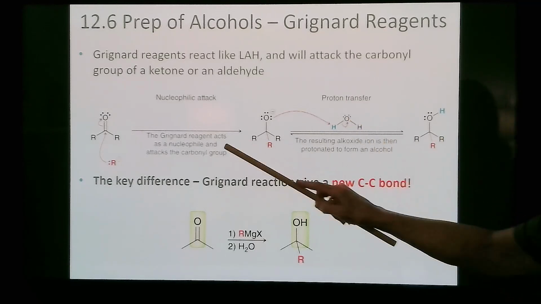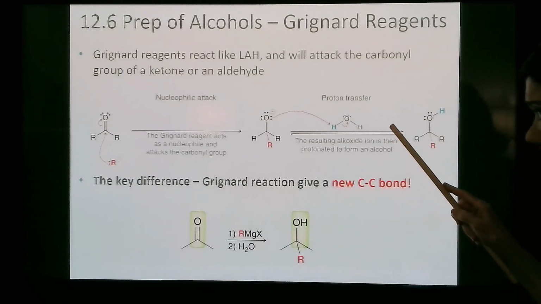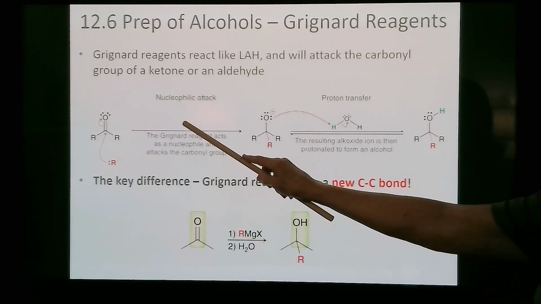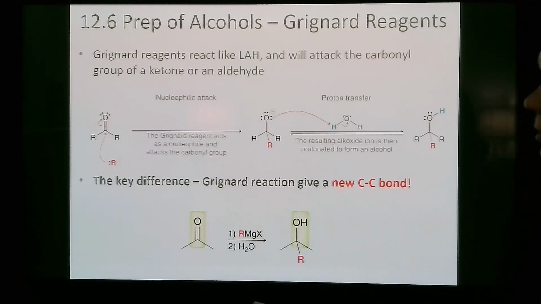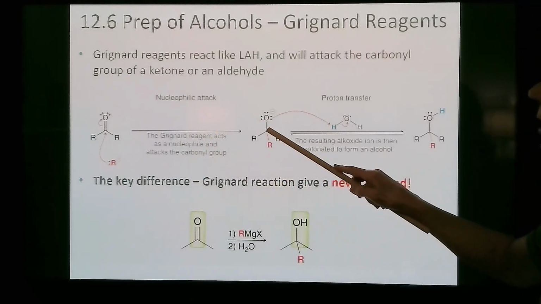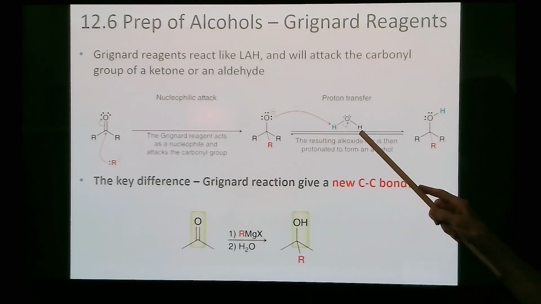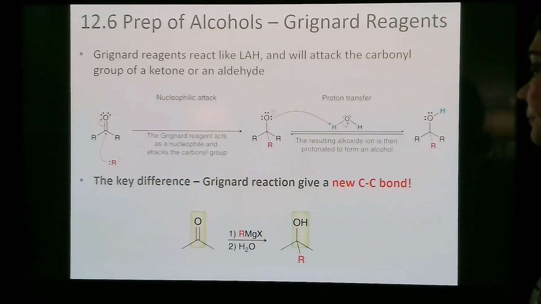And so you notice here that the workup step, the addition of the water, is a second step. You would not put your water in here because the Grignard would react with the water like a shot. So you'll have the nucleophilic attack done, you'll have the alkoxide formed, and then you add the water as a workup to protonate the alkoxide.